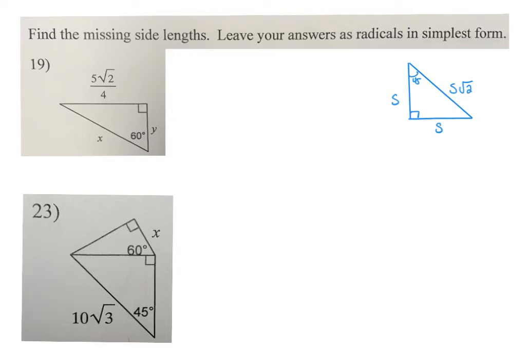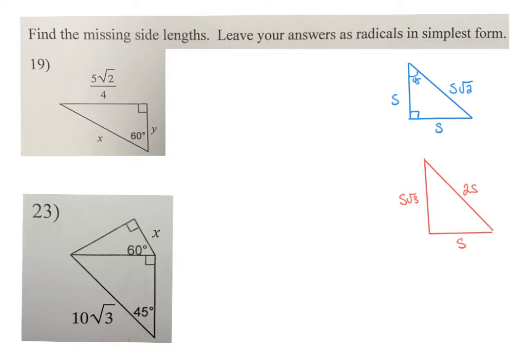The other kind that we have are 30, 60, 90. All right, for 30, 60, 90, everything's based on the shortest side. For the shortest side, my longer side is that times the square root of 3. My hypotenuse is that times 2. So if I have my short side, it's really easy. Multiply by the square root of 3 to get the long side, double it to get the hypotenuse.